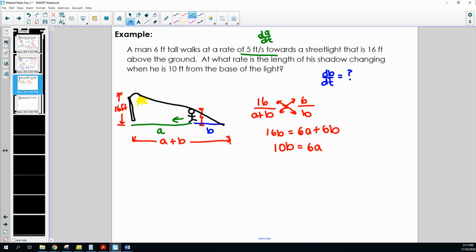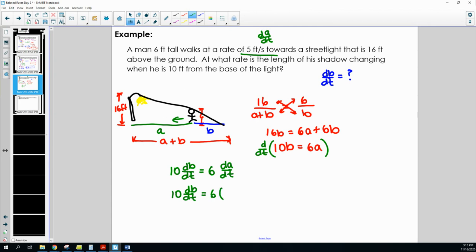So this is what I'm going to take the derivative of. So I'm going to take the derivative with respect to time of this. So we've got the derivative of 10b is going to be 10 dB over dt, and that's going to be equal to 6 dA over dt. So then we're going to plug in the information that we know. So we've got 10 dB over dt is equal to 6.